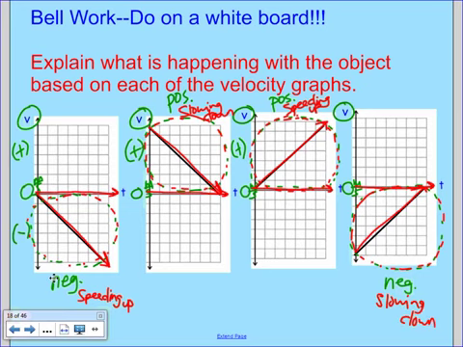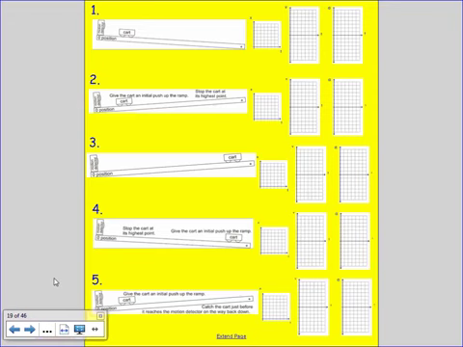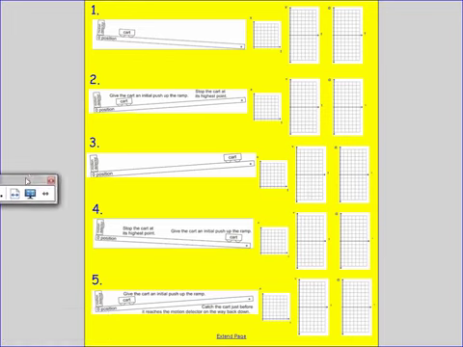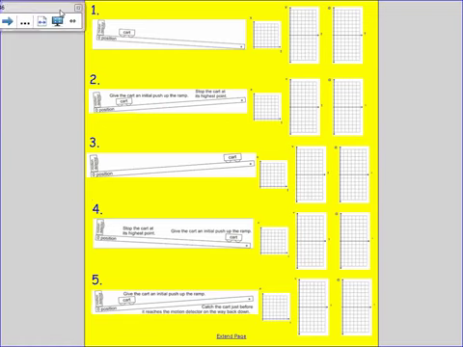Now, for extra practice, we're going to go ahead and see how this matches up with the position graphs that we saw earlier. All right, on this screen, even though I apologize it is a little small, we've got 5 scenarios of what a cart is doing. I want you to notice what each scenario has.